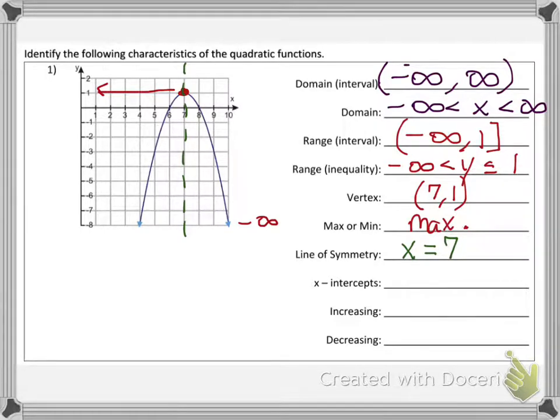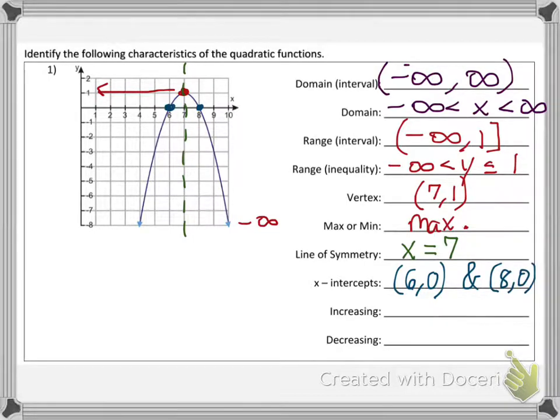My x-intercept is wherever my parabola is crossing over the x-axis. It's crossing over the x-axis here at 6 as well as over here at 8. So my x-intercepts will be 6, comma 0 and 8, comma 0.